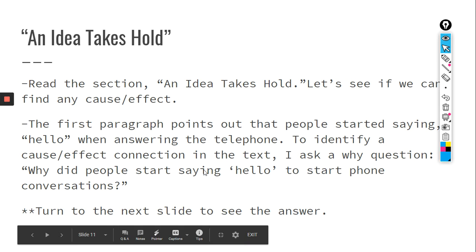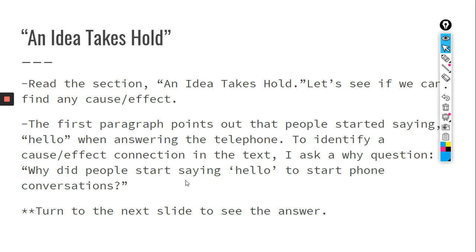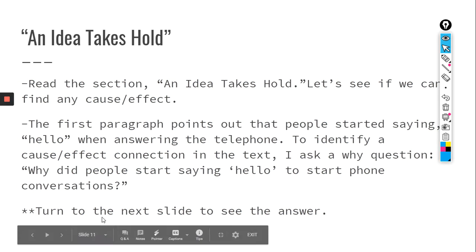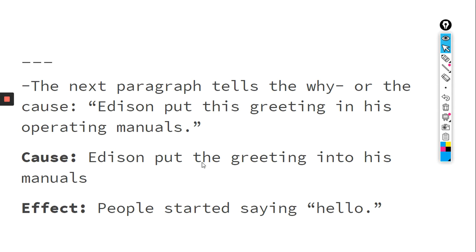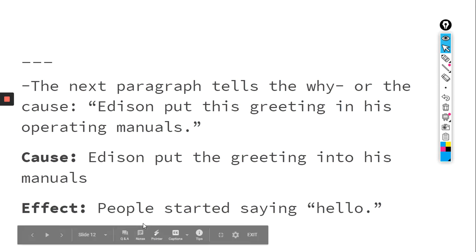All right, so I'm going to skip through some of these slides here, but let's just recap. Remember, we asked that why question, why do people start saying hello to phone conversations? Well, we found out that Edison put the greeting into his operating manual. So we have a cause. Edison put the greeting into his manuals. And the effect is people started saying hello.